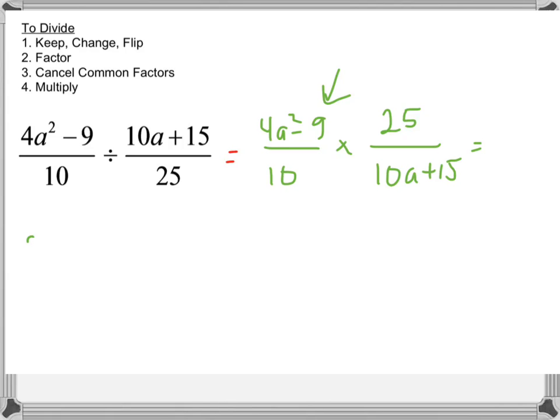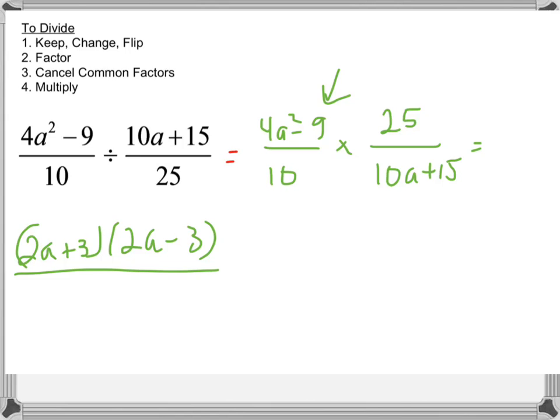This factors into the difference of squares. 2a plus 3, and the other binomial is 2a minus 3, and that's going to be over 10. You want to multiply that by 25 over, and then 10a plus 15, we can factor out a 5 there, so we have 2a plus 3 here.